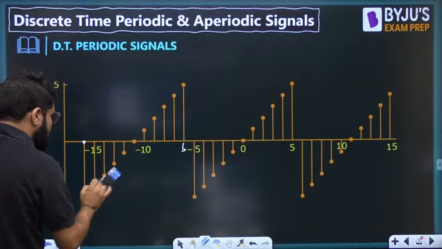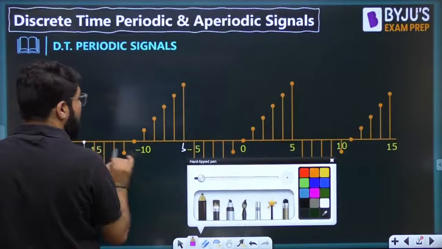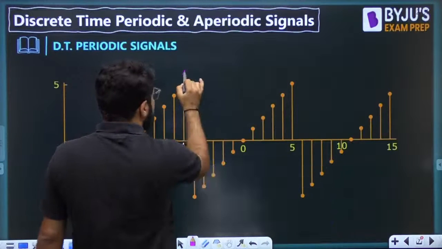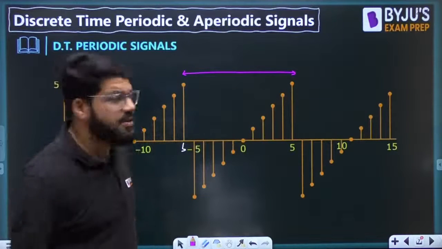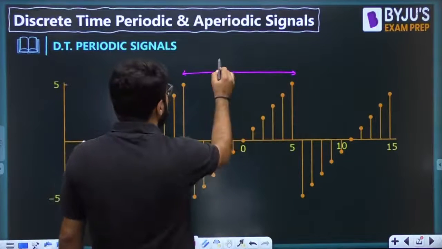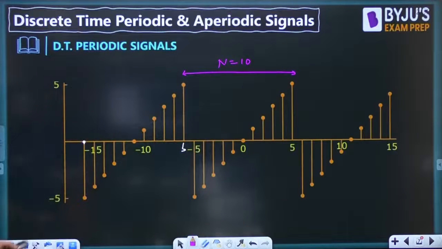Okay, and I can clearly see that this particular signal is again periodic. Having what period? Let us measure from these 2 points, the top 2 peaks. You can take any 2 points to measure the repetition, and it is minus 5 to plus 5, and that is equal to 10 units. So the time period is equal to 10 units.